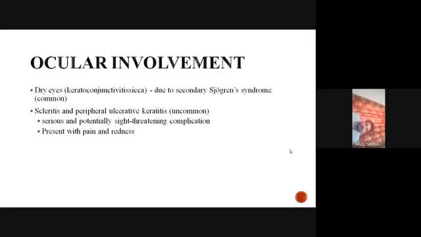Scleritis and peripheral ulcerative keratitis. Scleritis is a serious inflammatory disease that affects the white outer coating of the eye, known as the sclera. It is a serious and potentially life-threatening complication that presents with pain and redness. Next, please.